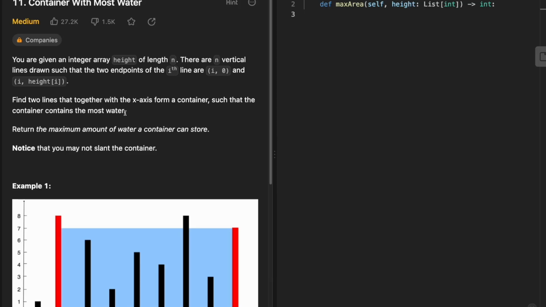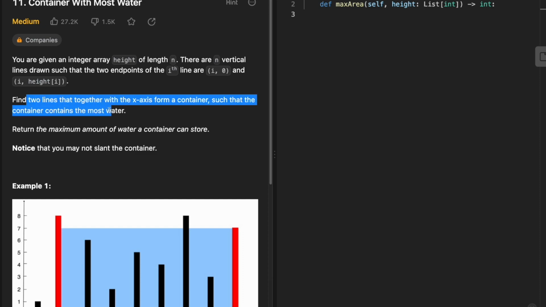Back. Today we're going to do question number 12 of this series. So today we're looking at the question Container With Most Water. Given an array height of length n, there are n vertical lines drawn such that the two endpoints of the ith line are (i, 0) and (i, height[i]).